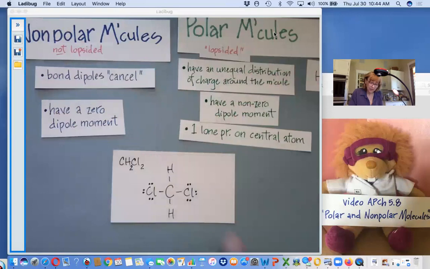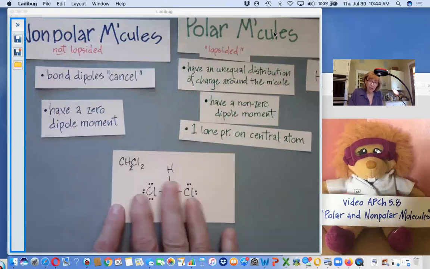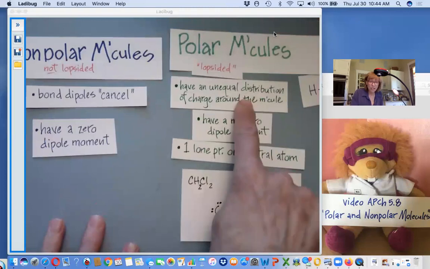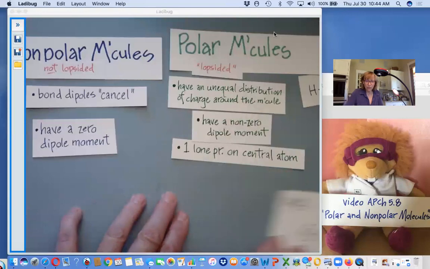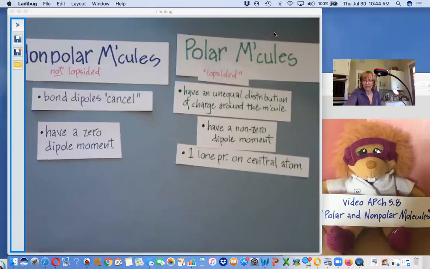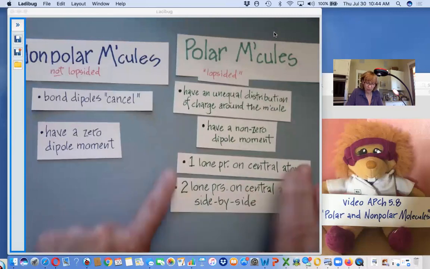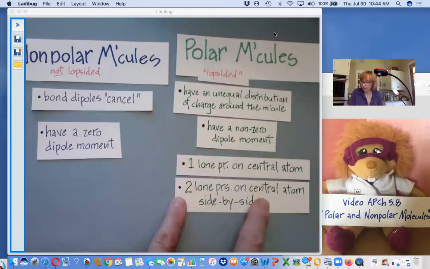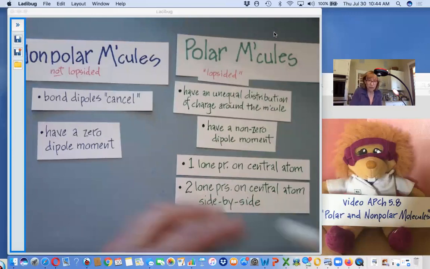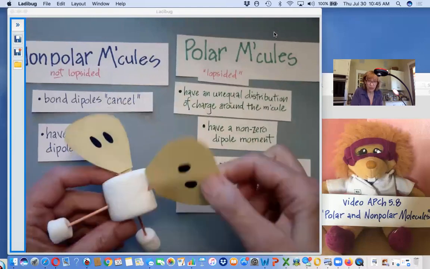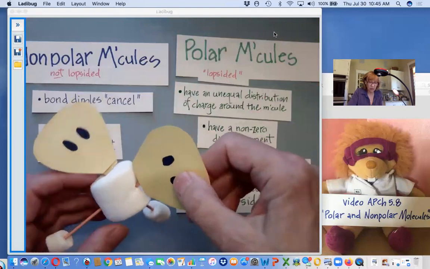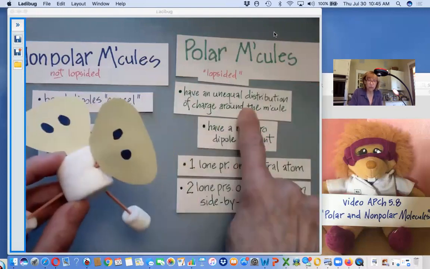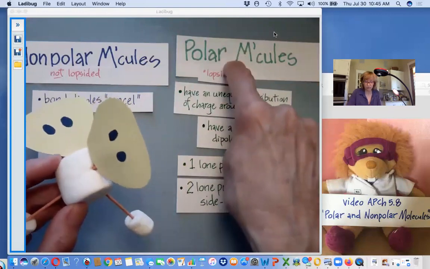So this molecule is lopsided. It has an unequal distribution of charge around the molecule. Okay, the last one I want to talk about, let's add this to our list. Whenever you have two lone pairs on a central atom, I should have said that when we were talking about water. Here's water. Whenever you have two lone pairs on the central atom, if the lone pairs are side by side, then you have an unequal distribution of charge. You have a polar molecule.